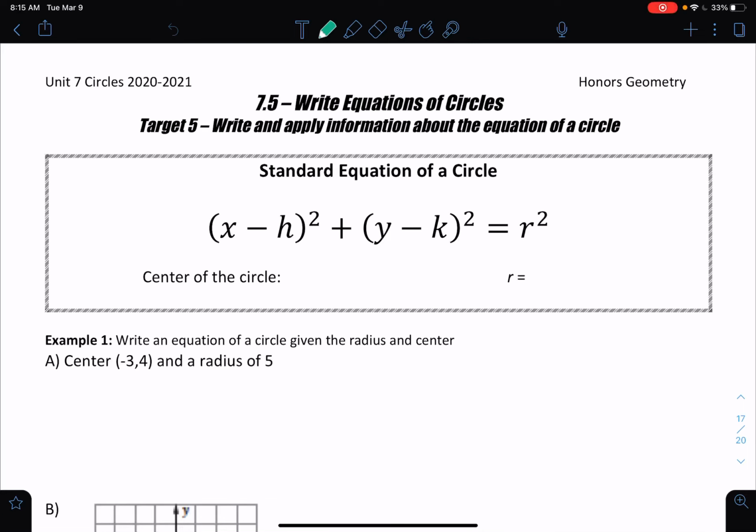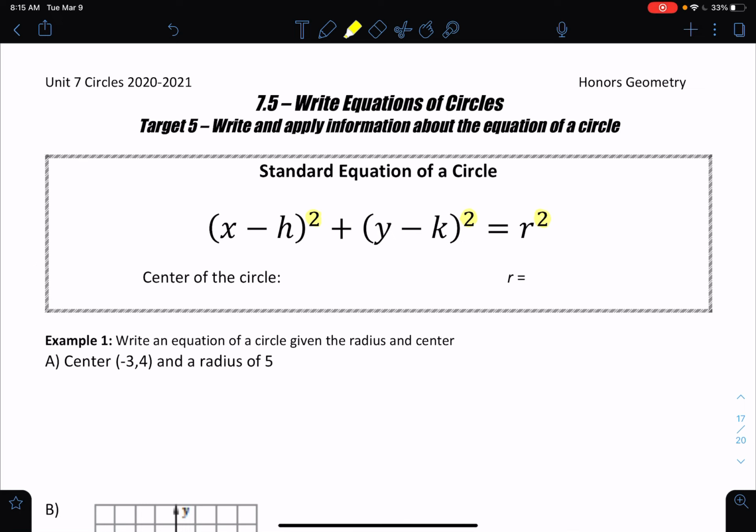Hey there, everybody. In this last video for circles, to wrap up this unit, we are going to look at writing equations of circles. All right, now this is the standard equation of a circle. You got x minus h, this quantity squared, plus y minus k, this quantity squared, equals r squared. So notice how each of these things is being squared, okay?